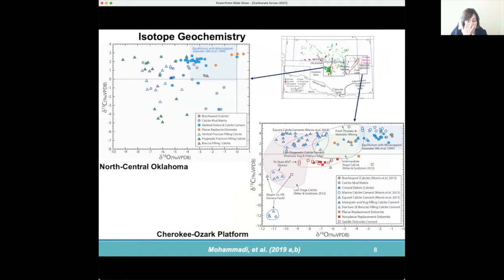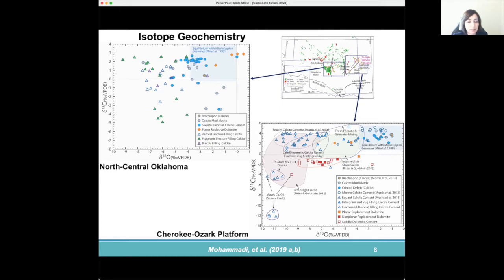Carbon and oxygen values are plotted and shown here, and the fields are previously published data. The data are from North Central Oklahoma on the left, and the right is from Cherokee Ozark platform. In both of them, we see skeletal grains and early marine cements appear to be in equilibrium with Mississippian seawater, as located here and here.